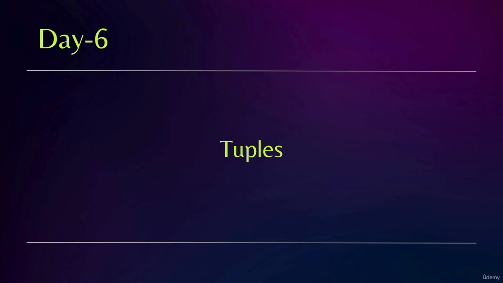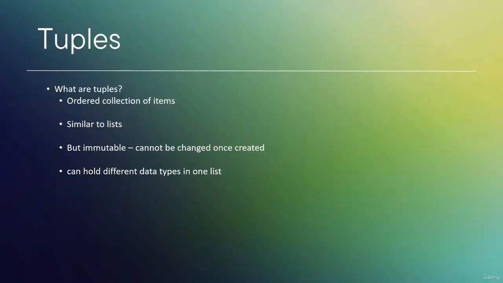So tuples, what are tuples? Tuples are an ordered collection of items similar to lists. They are again similar to lists, but the difference between tuples and lists is that tuples are immutable. This means that they cannot be changed once they are created. We cannot add a new element, we cannot remove an element, we cannot change a particular element. Once it is created, it just remains as it is.